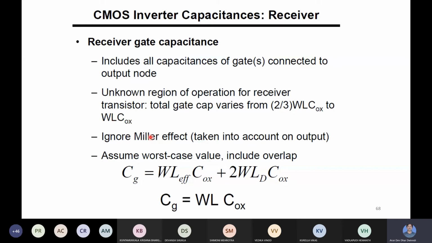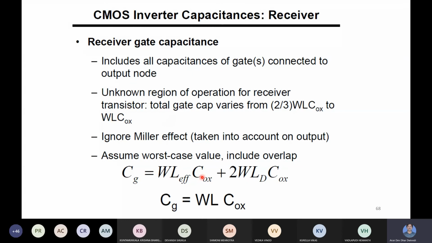So if we ignore Miller effect in this next stage transistor, then we can also consider worst case. Worst case means this is the minimum capacitance and this is the maximum. In the worst case we can consider the maximum capacitance, W L COX. So ignore Miller effect, and also consider worst case capacitance.